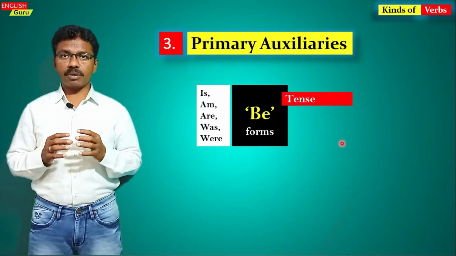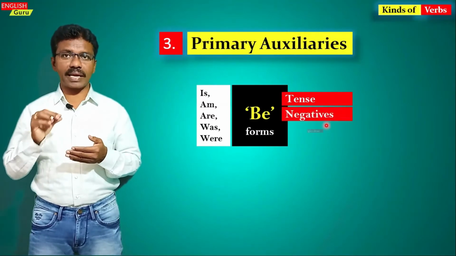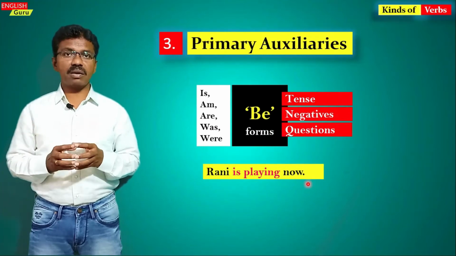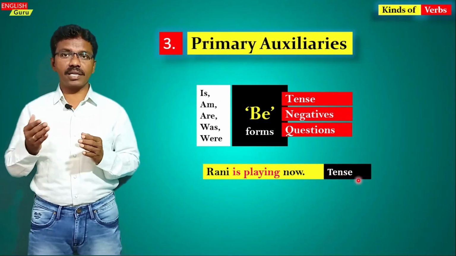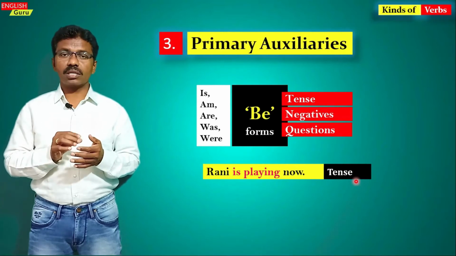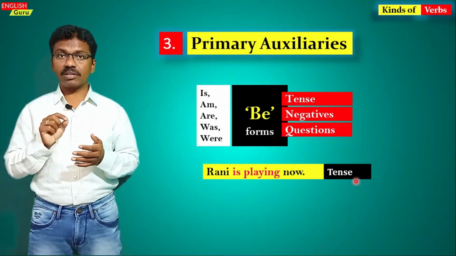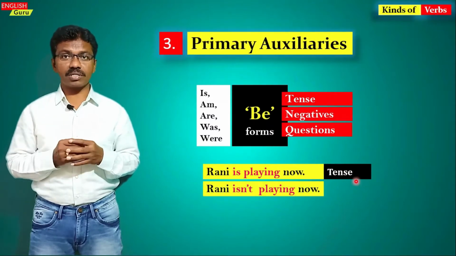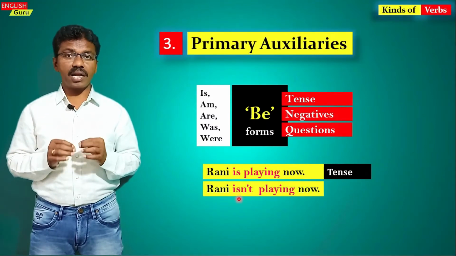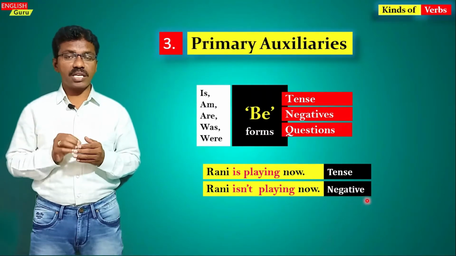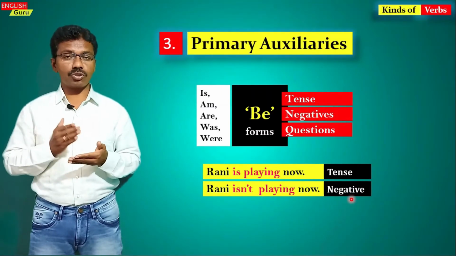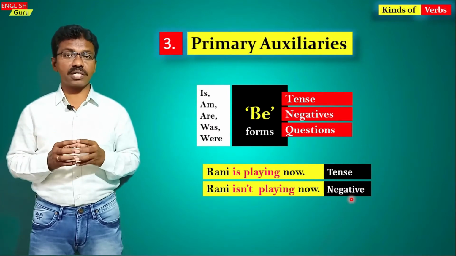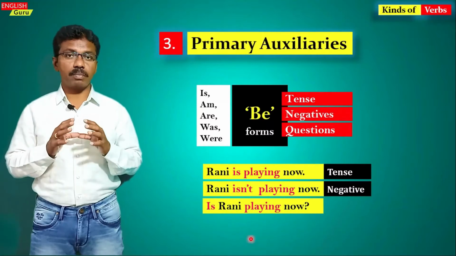So if you take be forms, they are used to form tense, to form negatives, and to ask questions. For example, if you take Rani is playing now, so is denoting the tense of that particular sentence. Whereas if you say Rani is not playing now, is not means negative. So we can form the negative form of a sentence with the help of be forms.